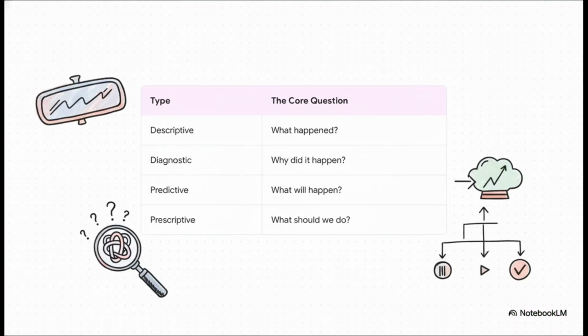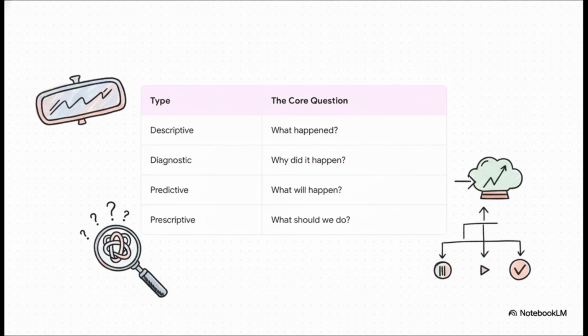First up, descriptive analysis. This is basically your rearview mirror. It just tells you what happened. Think of your standard sales reports or website dashboards. Simple stuff. But then you get curious, and that leads you to diagnostic analysis. This is the why did it happen part. This is what you do when a number looks weird, and you got to dig in and find the root cause.